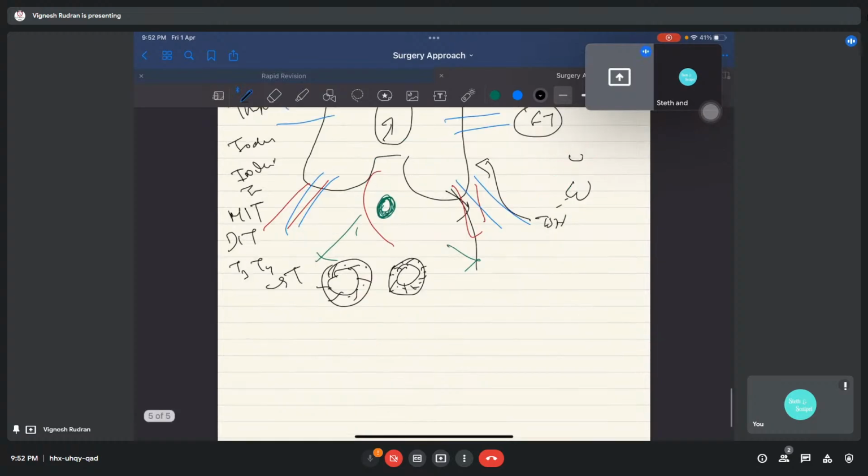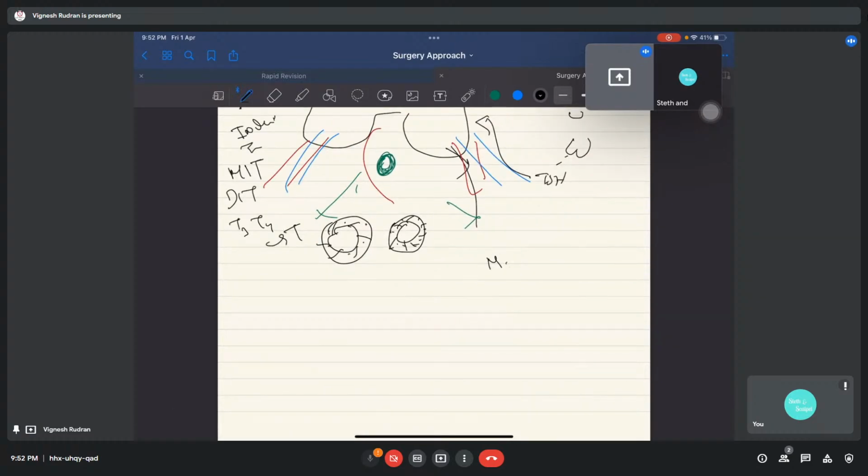Okay, and then functions of thyroid are metabolism and BMR. These two are the ones I can remember off the top of my head. So all your symptoms will be based on this. Your TSH is similar to FSH, so that's why you have menstrual disturbance when there is thyroid disturbance.